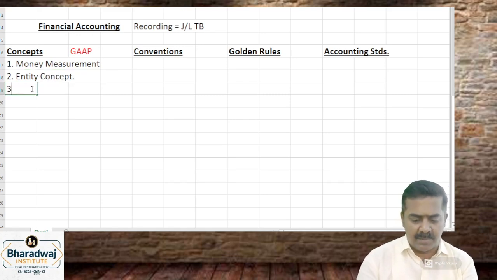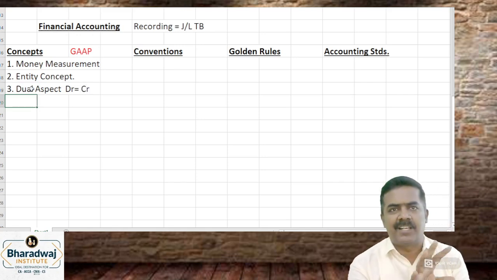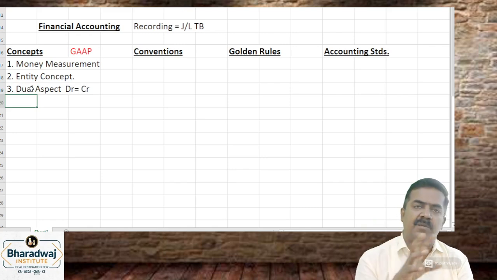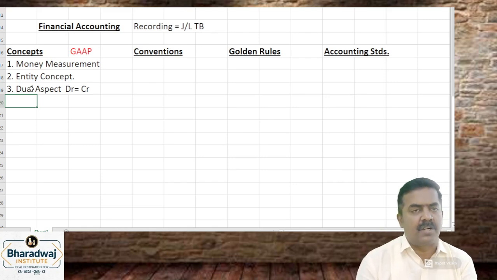Whenever they bring their personal money into the business, additional capital, it will be taken as additional capital. That is called as which concept? Business entity concept. Third concept is dual aspect concept. Every debit will have an equal credit. You cannot have only debit aspect, credit aspect. A transaction will have what? Both debit as well as which aspect? Credit aspect.